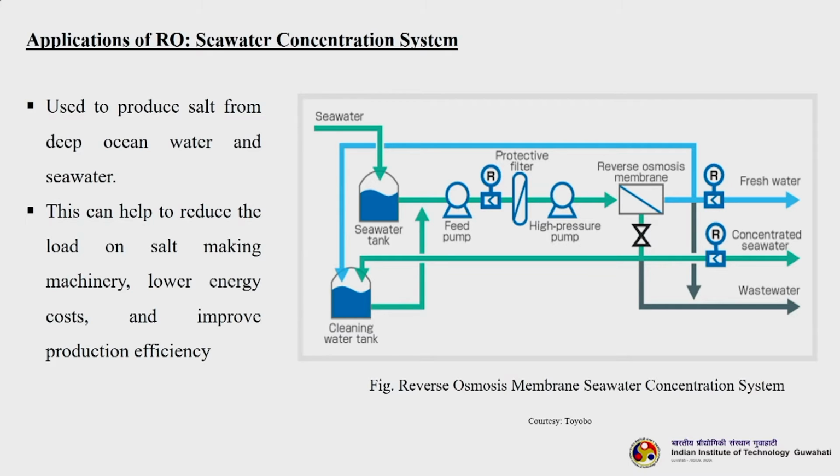You can see this seawater is coming here, okay, and is being fed to a RO system. This is the RO system here, okay. So, whatever fresh water you are getting, that is basically your permeate side, and whatever you are getting here is the wastewater, okay. So, that is basically the concentrated side, right. So, this concentrated side you use basically to produce salt.